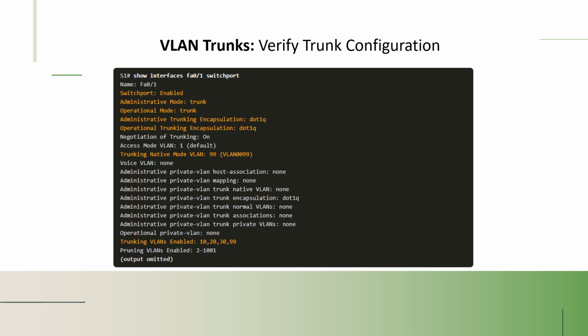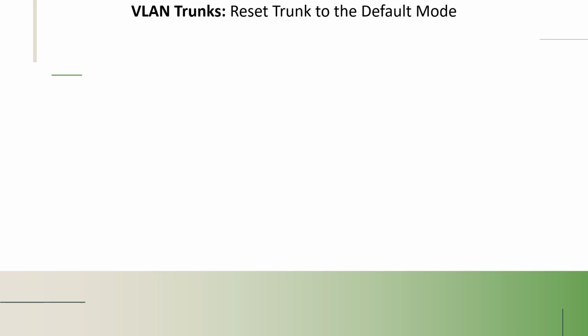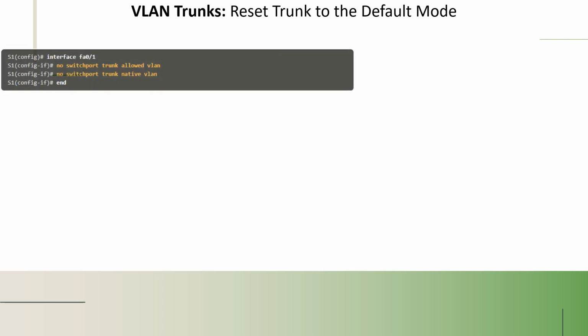If you need to reset the trunk to the default state by using the no switchport trunk allowed VLAN and no switchport trunk native VLAN commands, you will be able to remove all allowed VLANs and reset the native VLAN on the trunk. By resetting, it means that the default native VLAN will be VLAN 1.